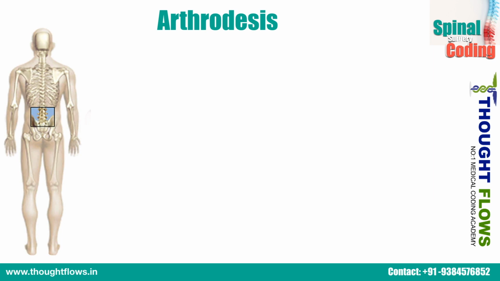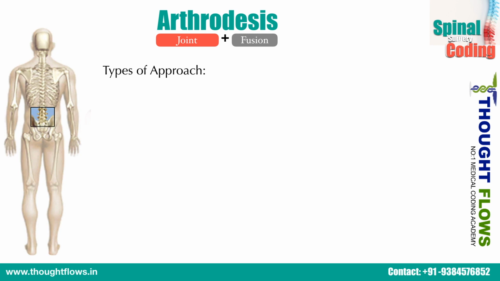First of all, arthro means joint and desis means fusion. It is a surgical procedure, also called joint fusion, to hold a joint in a fixed position. To code for arthrodesis, the first thing we have to check is the type of approach. We have 3 types of approaches here.